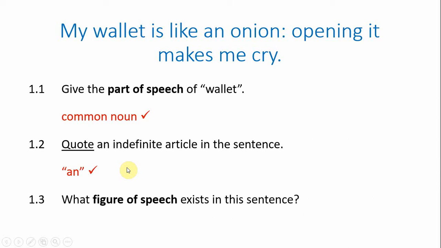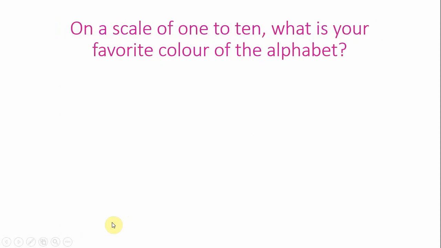1.3 asked us for the figure of speech, and we're using my wallet and an onion, and we're saying they like each other, so we use a comparison with like, and that is a simile. Please make sure that you spell that correctly. It's not I-E on the end, it's just E.